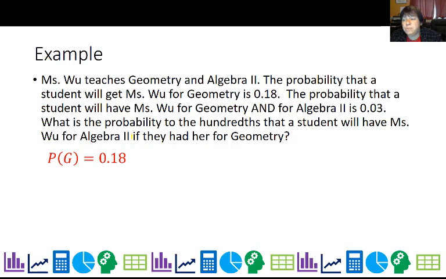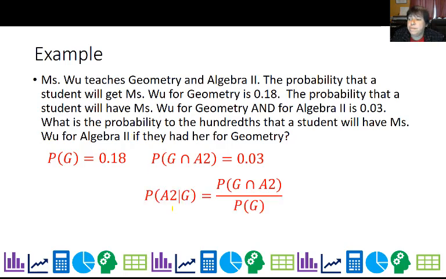So the probability of geometry is 0.18. For geometry and algebra 2 is 0.03. I gave you this formula. Probability of algebra 2 given geometry is geometry and algebra 2 over just geometry.